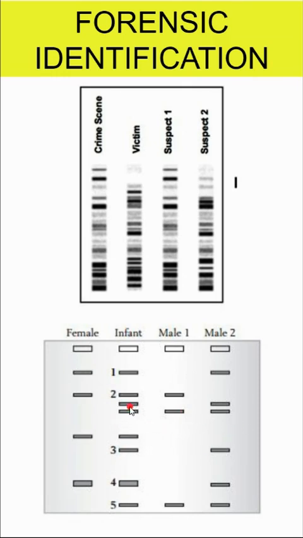So we can see this spot right here. Male number 1 does not have it, and neither does the female. So male number 1 cannot be the father. However, male number 2 does have that and could have contributed that section of DNA to the child. Again, it doesn't match up with mom, but it matches up with male 2.